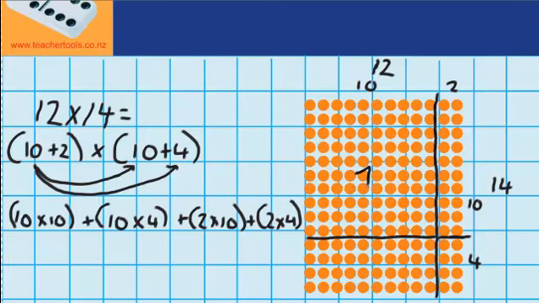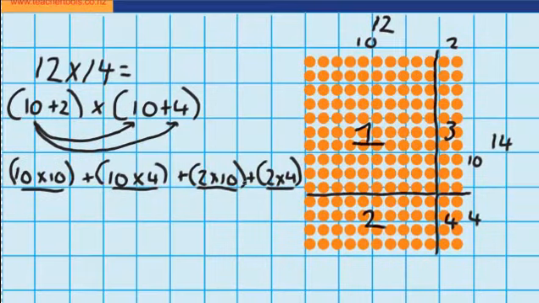So let's just check that I am counting all of these circles. Well, this area here, our first area, I'm finding how many circles are in it by doing 10 times 10. This was our second area, and I'm finding how many circles are here by doing 10 times 4. This was our third area, 10 times 2. And this was our last area, 2 times 4. So you can see there's no circles left over, so I'm counting every circle which is in this array.